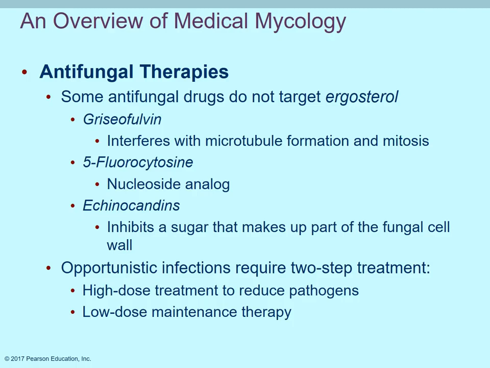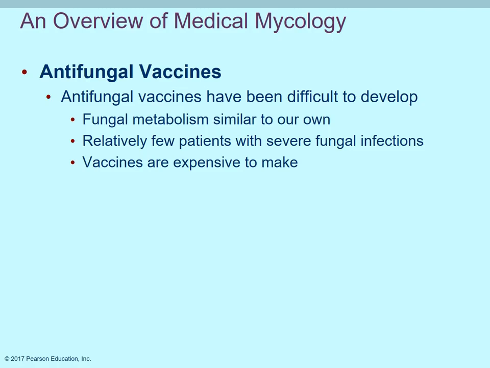There are various drugs that have been somewhat effective. Usually what we find is, say, with opportunistic infections, you have to do what's known as a two-step. You need to first give a high dose of the medication to try to reduce the number of those pathogens, and then you give a low dose for maintenance therapy. So typically it is going to be a much longer treatment plan than what you would see for treating bacterial infections. Antifungal vaccines, yes, have been very difficult to develop, once again, because the metabolism is very similar to ours.